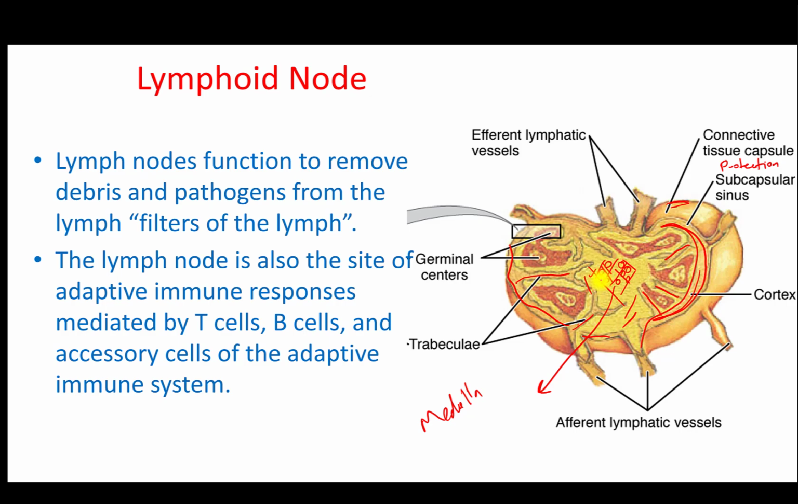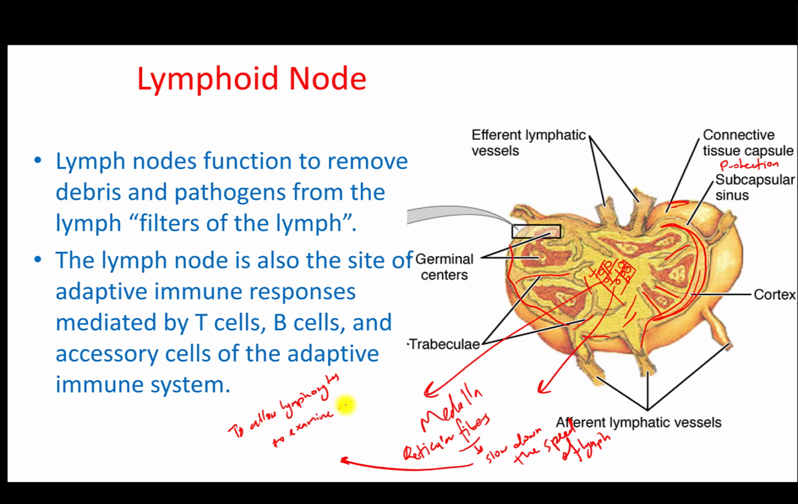The function of those reticular fibers is to slow down the speed of the lymph. Why? This is important: to allow the lymphocytes to examine the antigens and then decide if they are self versus non-self antigens.